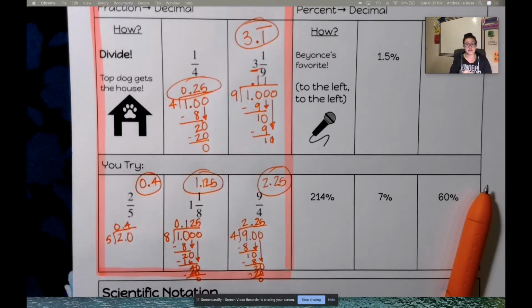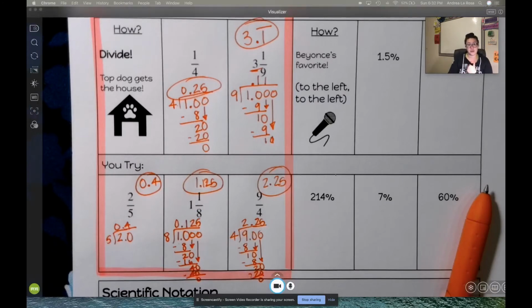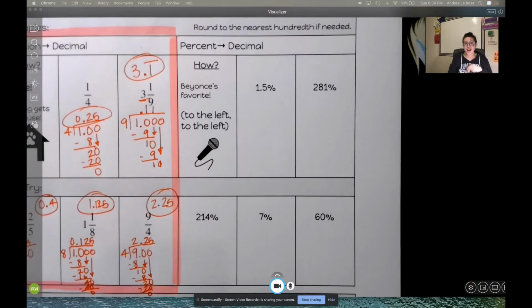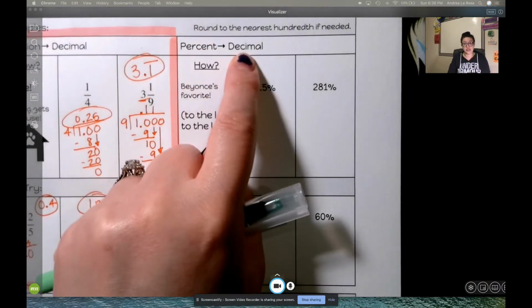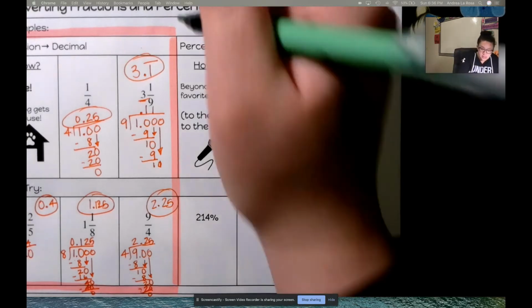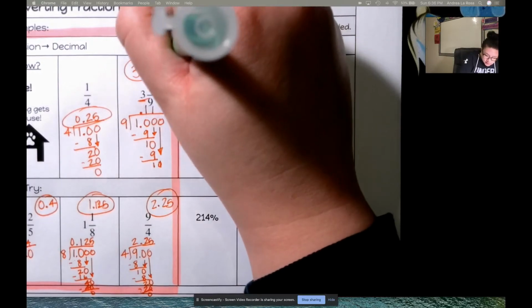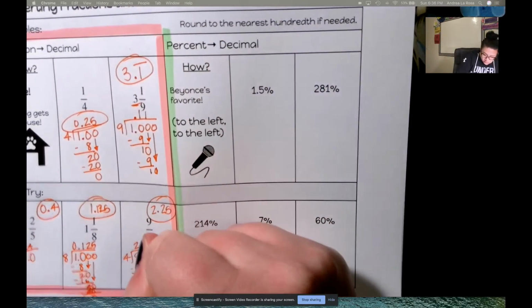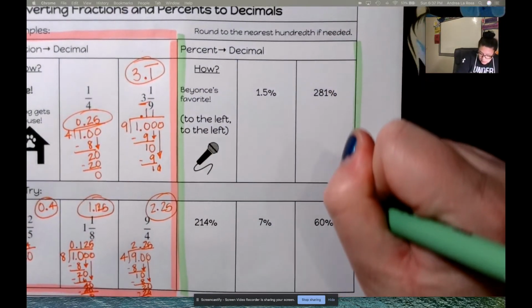Let us know if you guys have any questions on this, but if we're good, we're going to slide over and convert percents into decimals. Now we're going to convert from percents to decimals, because again, we need to turn everything into decimals so we can compare place value. So we're just going to focus on this percent to decimal section.